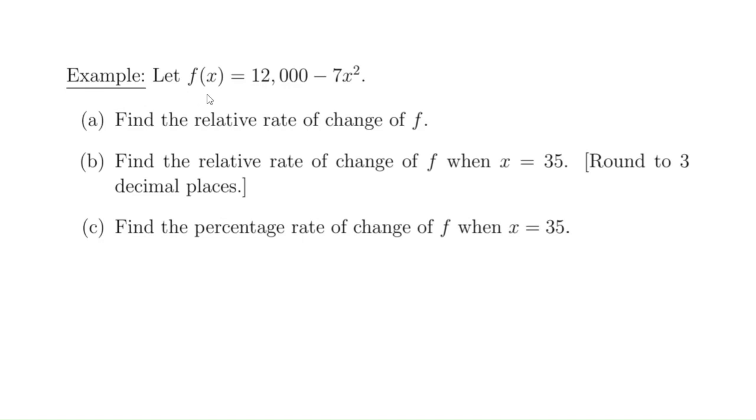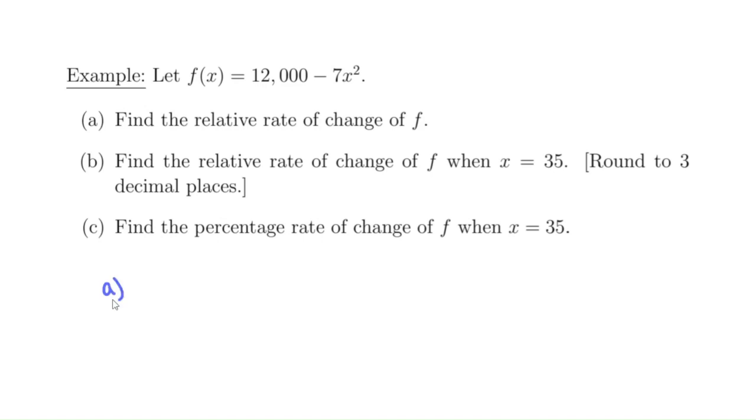So let's do an example. Let f of x be 12,000 minus 7x squared. Find the relative rate of change of f. And in part B, find the relative rate of change of f when x is 35. Round your answer to 3 decimal places. And then last of all, find the percentage rate of change of f when x is 35.